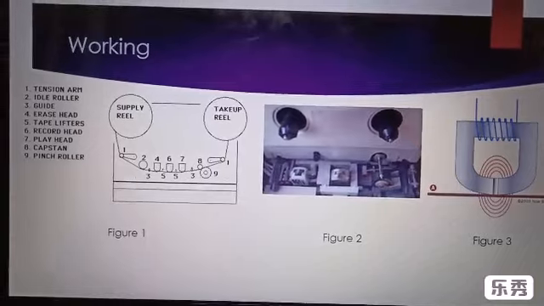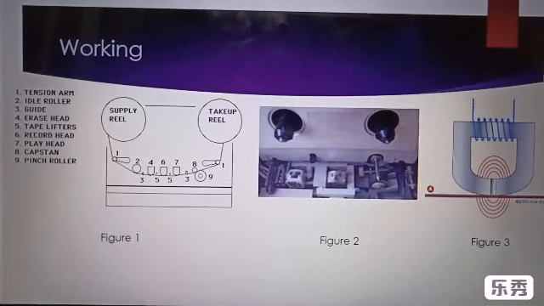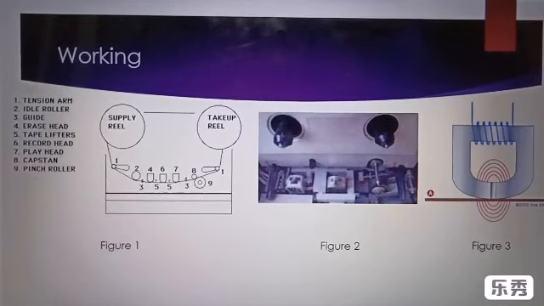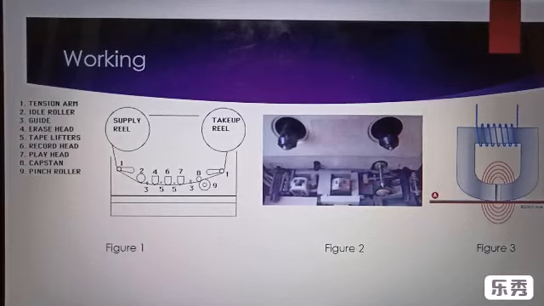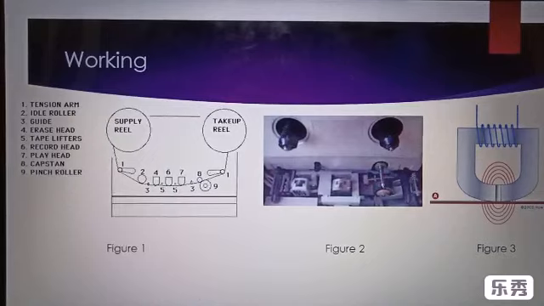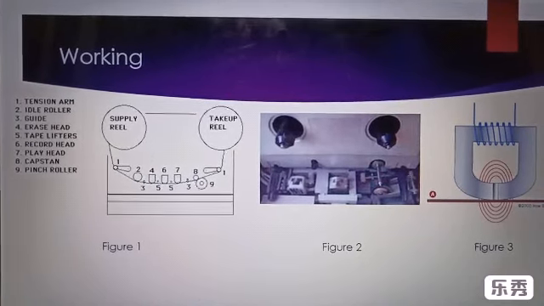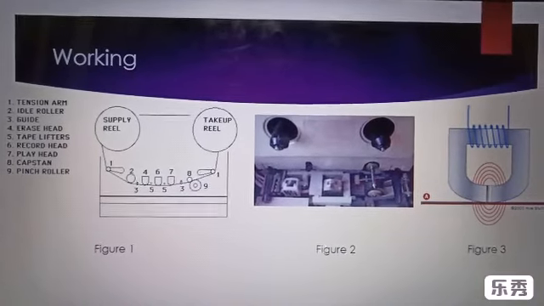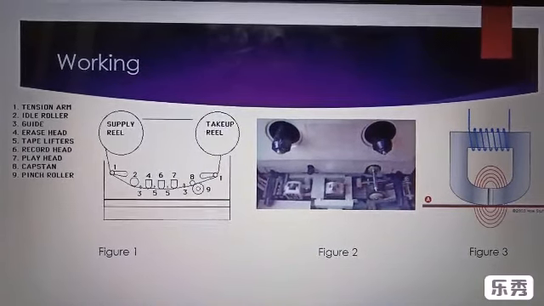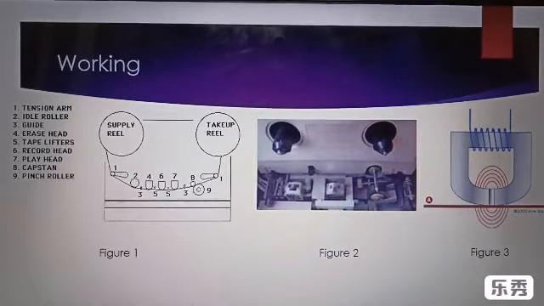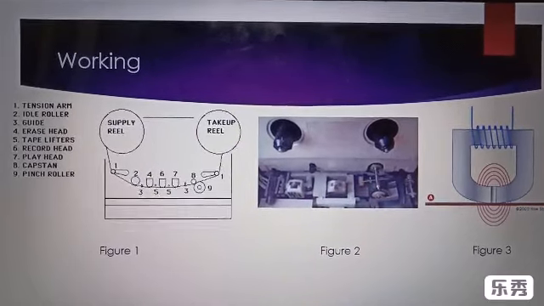The 4 is the erase head, which makes sure that no other information is on the tape. It actually erases the tape. We'll see how it does that. 6 is the record head, which records our voice, and 7 is the play head, which plays the information we recorded earlier. Each of these heads, the erase head, play head, and record head, is a separate electromagnet. In figure 3 you will see it.